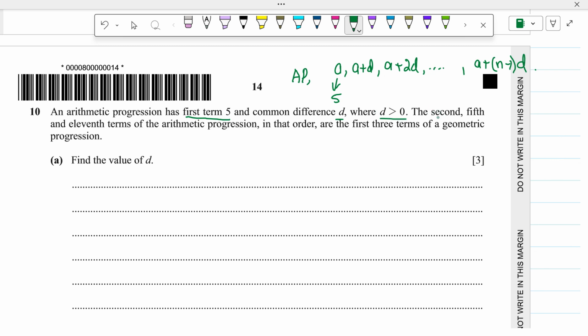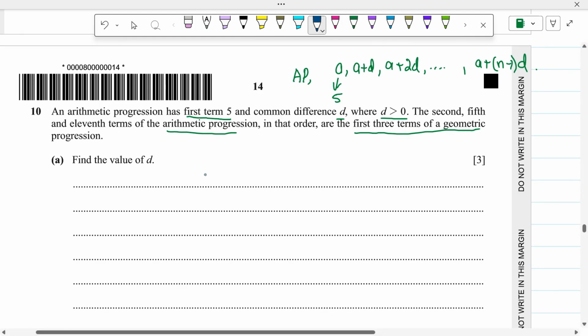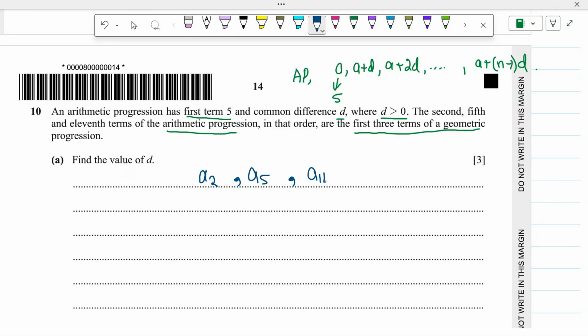The second, fifth, and 11th terms of the arithmetic progression, in that order, are the first three terms of a geometric progression. So we have the arithmetic progression, which has the second term, then the fifth term, then the 11th term. These are the first three terms of the GP, geometric progression. First we find the second, fifth, and 11th terms of the arithmetic progression.